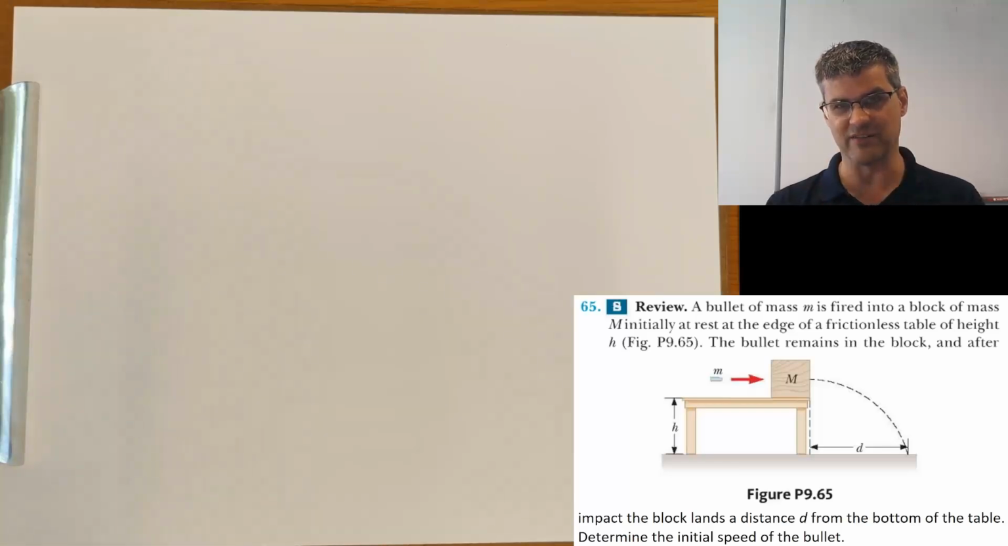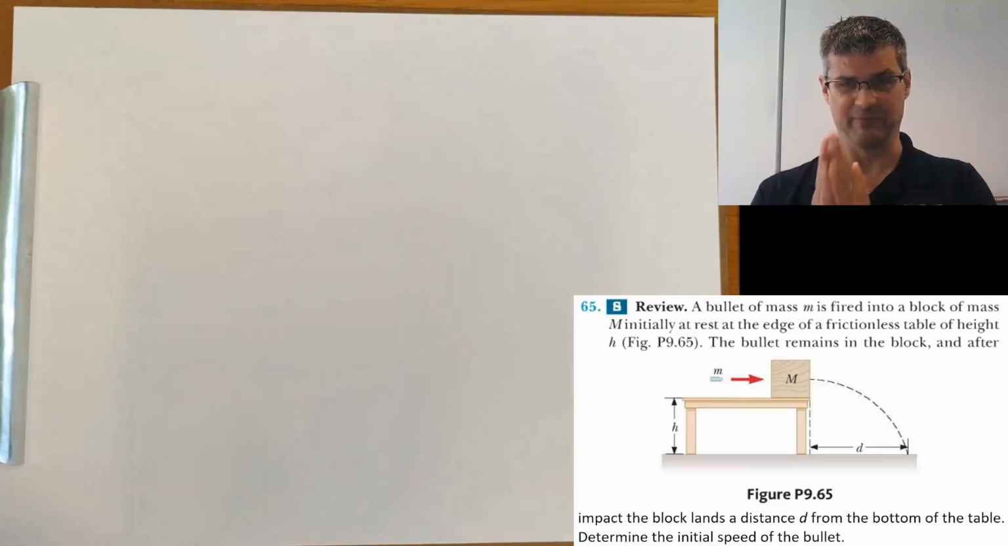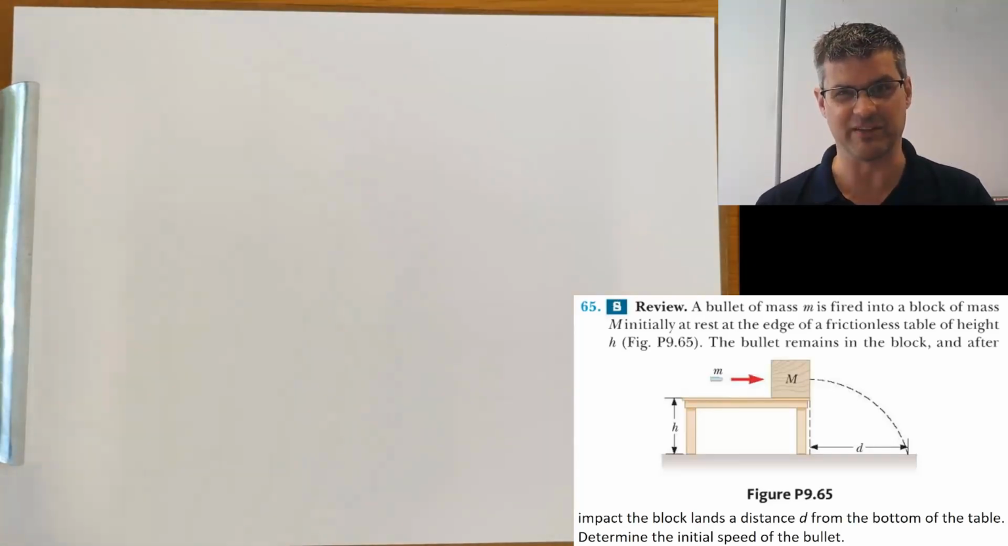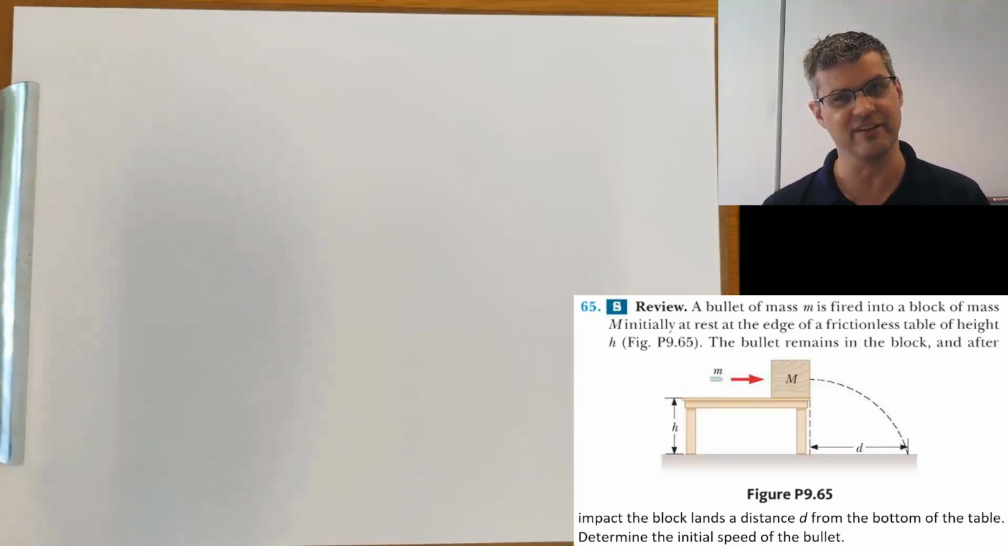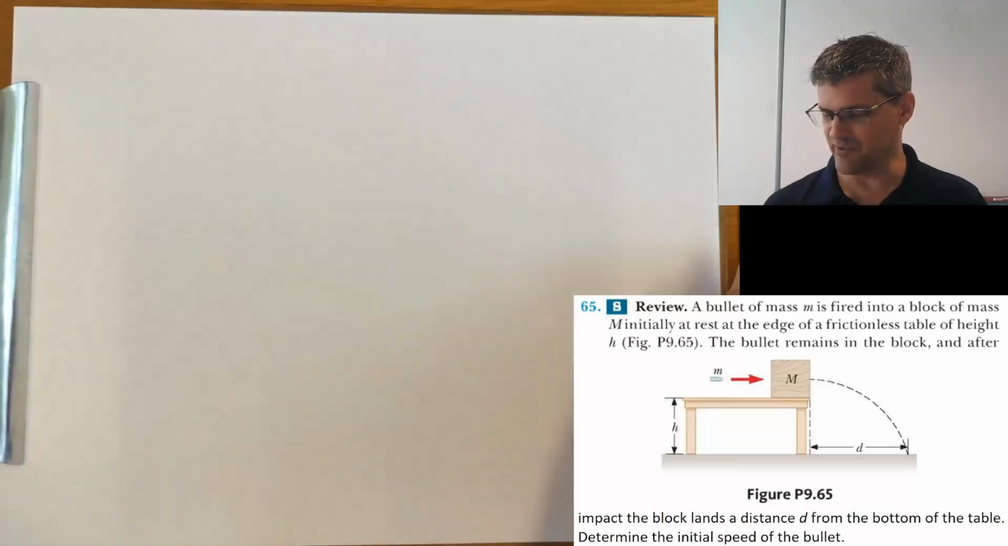So there's two parts of the problem that happen here. One part is the collision. Every time we have a collision, we have to do conservation of momentum. But after the collision, other stuff happens with some composite object.